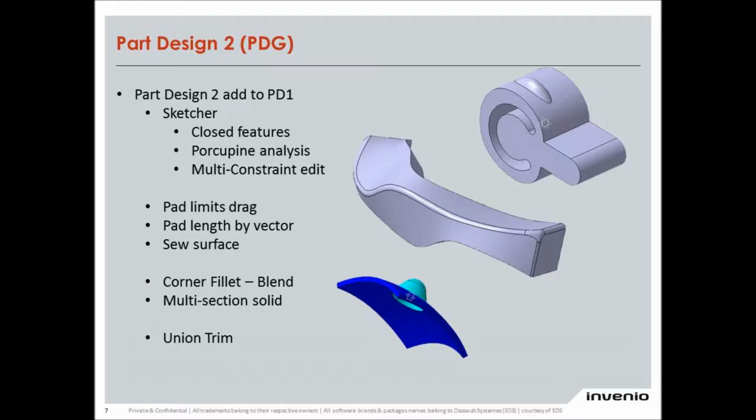We'll start with what's offered in the Sketcher. This is two new sketch profiles, porcupine curvature analysis, and edit multiple constraints.